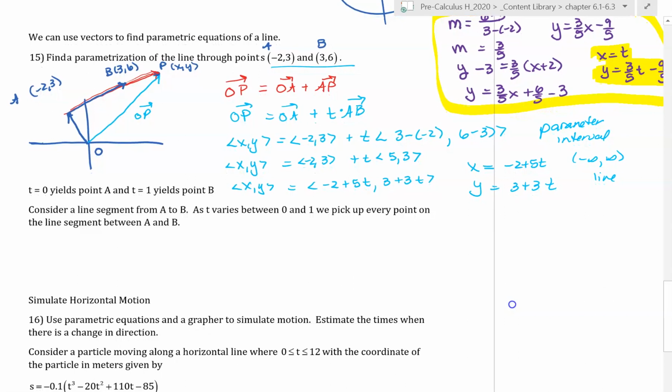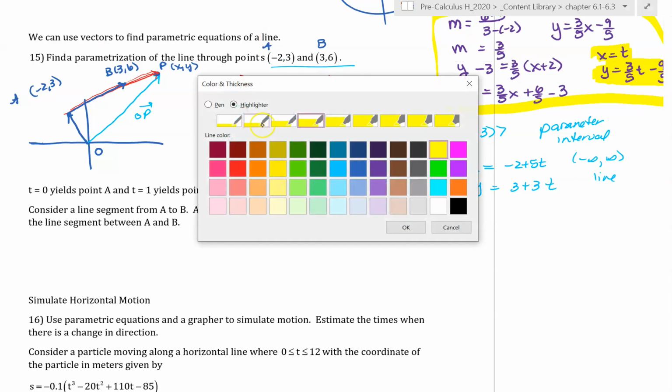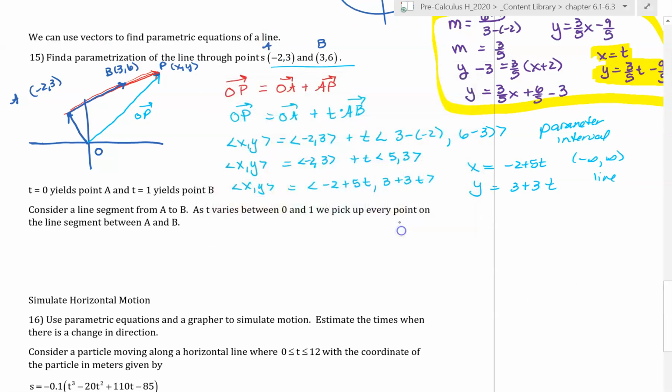And now if you think about a line segment, if we wanted a line segment, I would not think about our parameter interval as negative infinity to positive infinity. Think about this. If you let t equal 0, x is -2, and y is 3. So when t equals 0, that was your initial point, -2 comma 3.